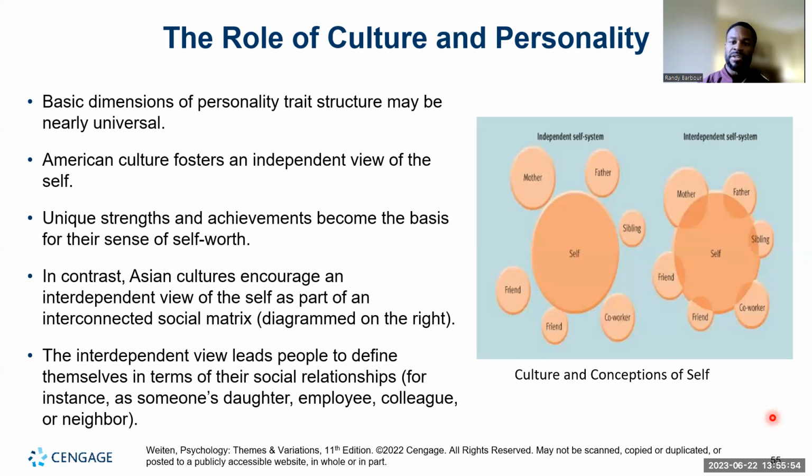Right. In contrast, Asian cultures encourage an interdependent view of self as a part of an interconnected social matrix. So instead of it being just me, I did it, my achievements, it's my self worth. I get a lot of my self worth in an interdependent view based on my social structure, my social relationships. I am who I am because I'm someone's daughter. I'm someone's sibling. I'm someone's colleague. I am employed here, right? My coworkers help me to become who I am. My achievements are because of people who are a part of my social relationships, a part of my village. And I feel a bigger sense of self when I tie my sense of self to other people because I know that they play a big role in who I am and how I define myself in my personality.